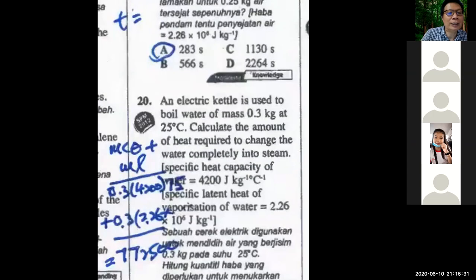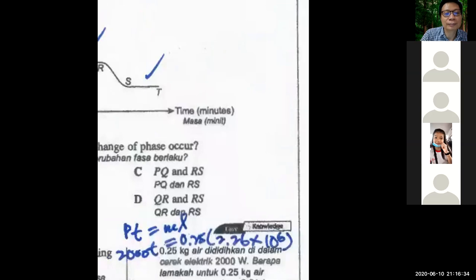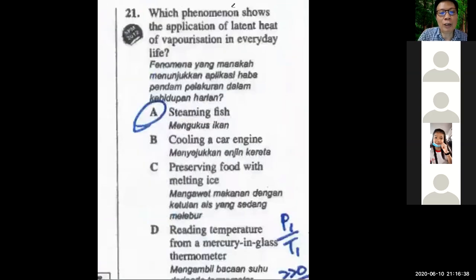Question 21. Which phenomenon shows the application of latent heat of vaporization? Steaming fish. Listen, I explain. When you steam the fish, you put water under the fish. When you heat up, you boil the water. The water will absorb heat to evaporate to become water vapor. So water changing to water vapor means absorbing latent heat of vaporization.